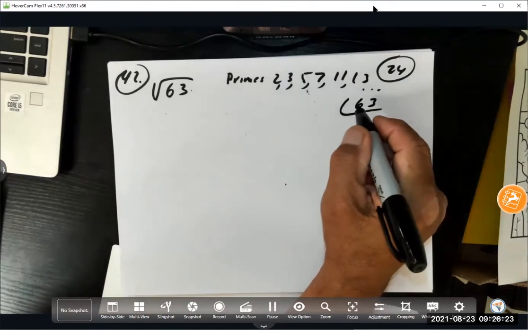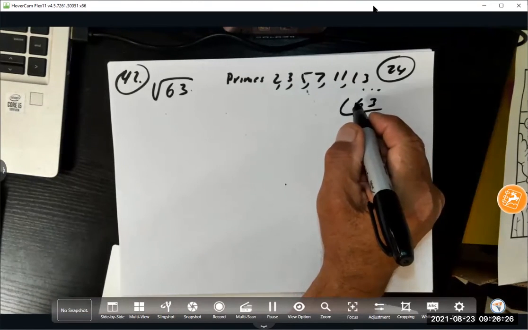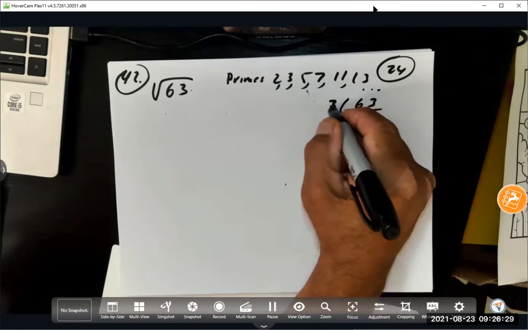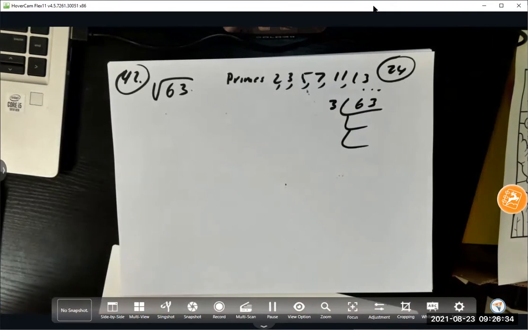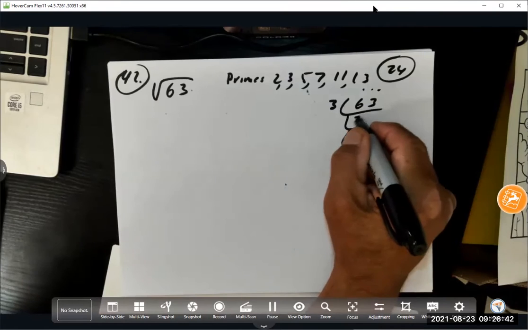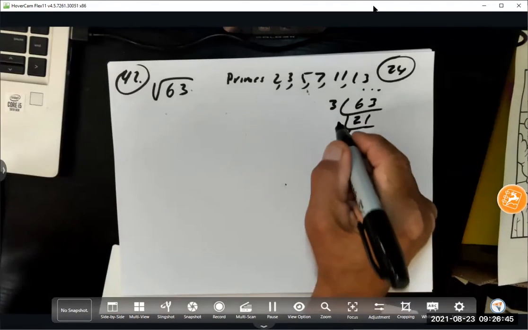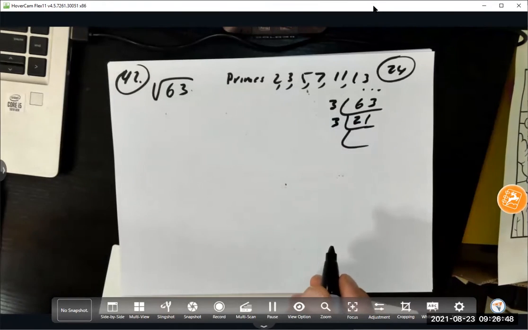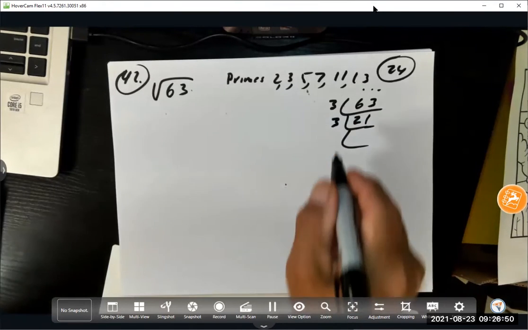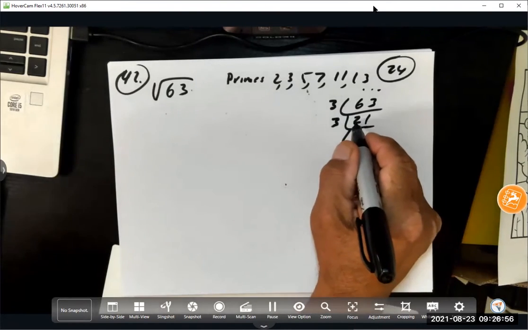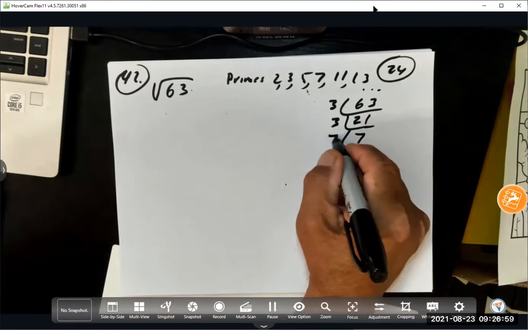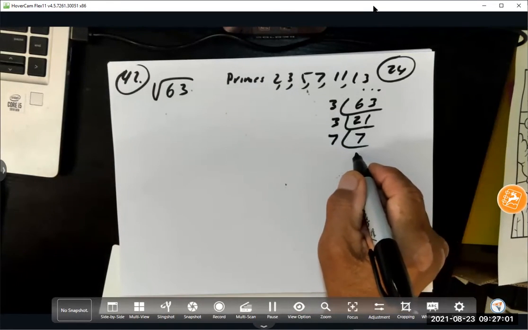All right, let's see. What number divides 63? Does 3 divide 63? How many times? 3 divides 63 exactly how many times? What do you think? 21? Yeah, that's right. So 21 times that. And does 3 divide 21? How many times? 7. And does 7 divide 7? How many times? 1.